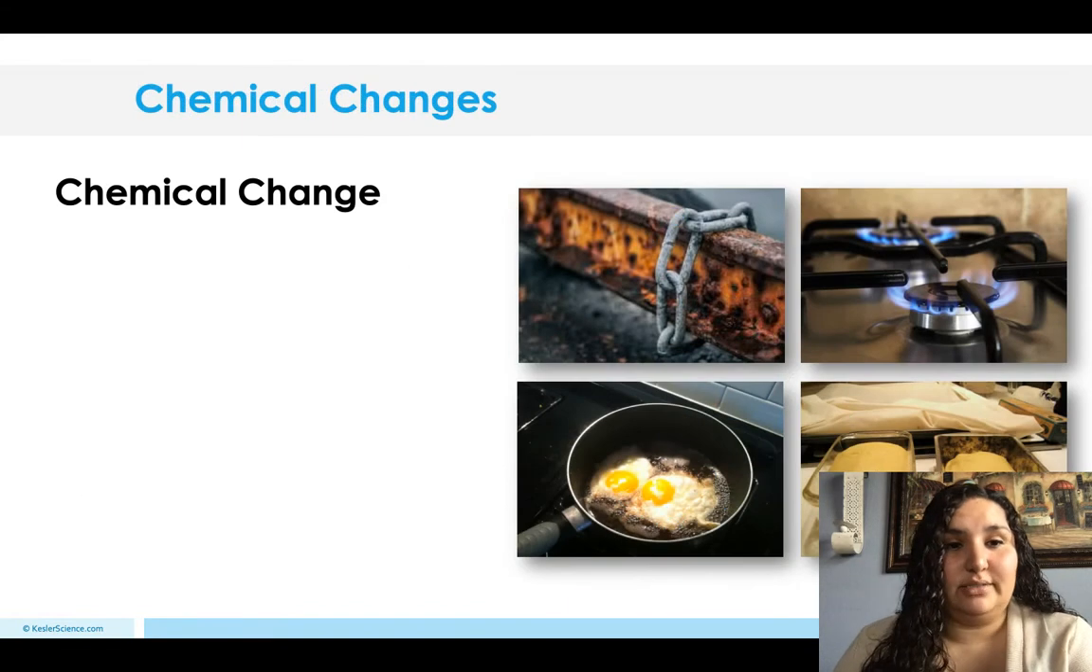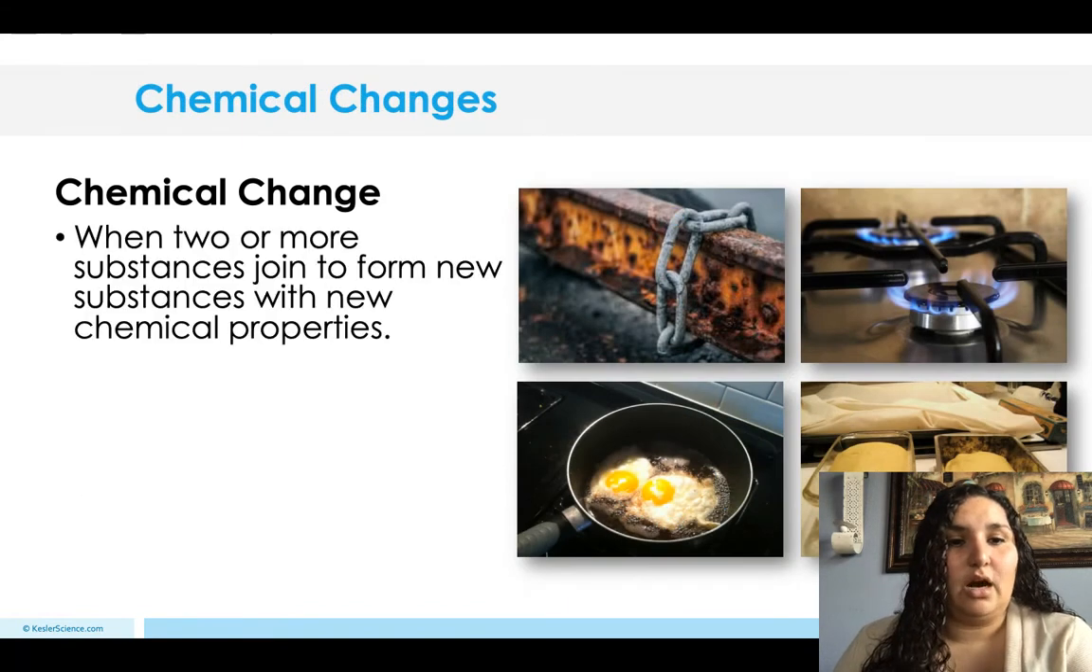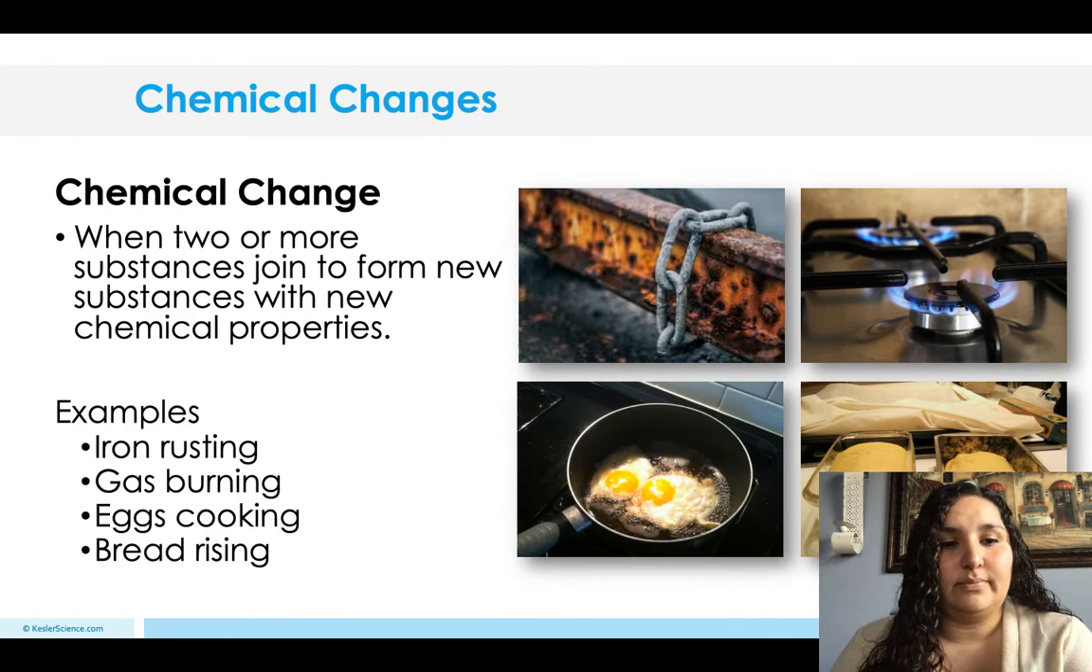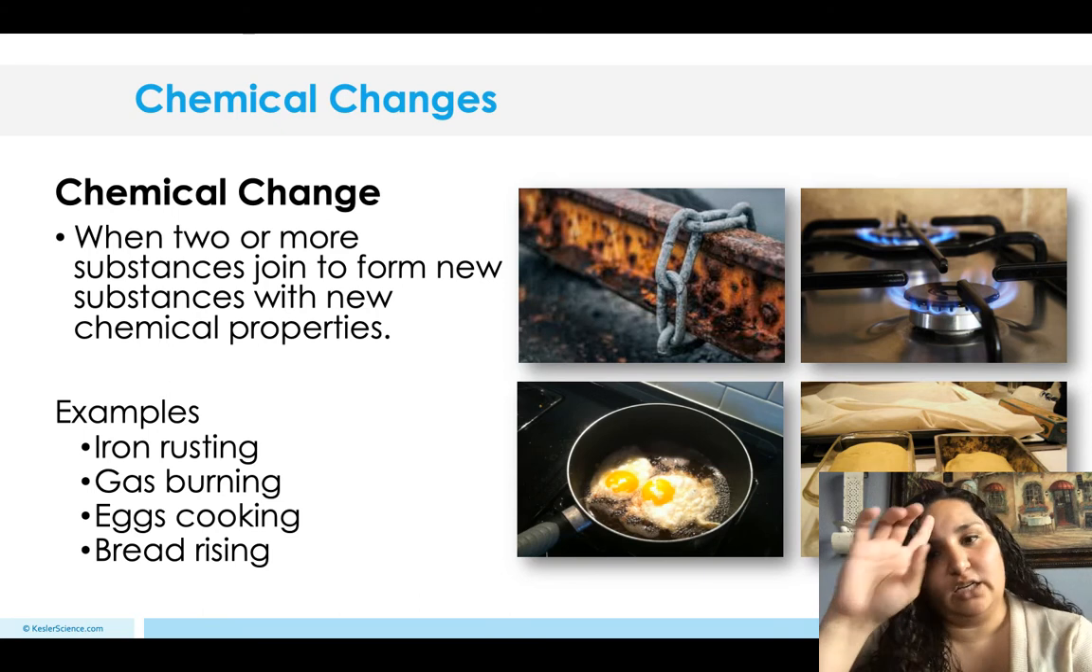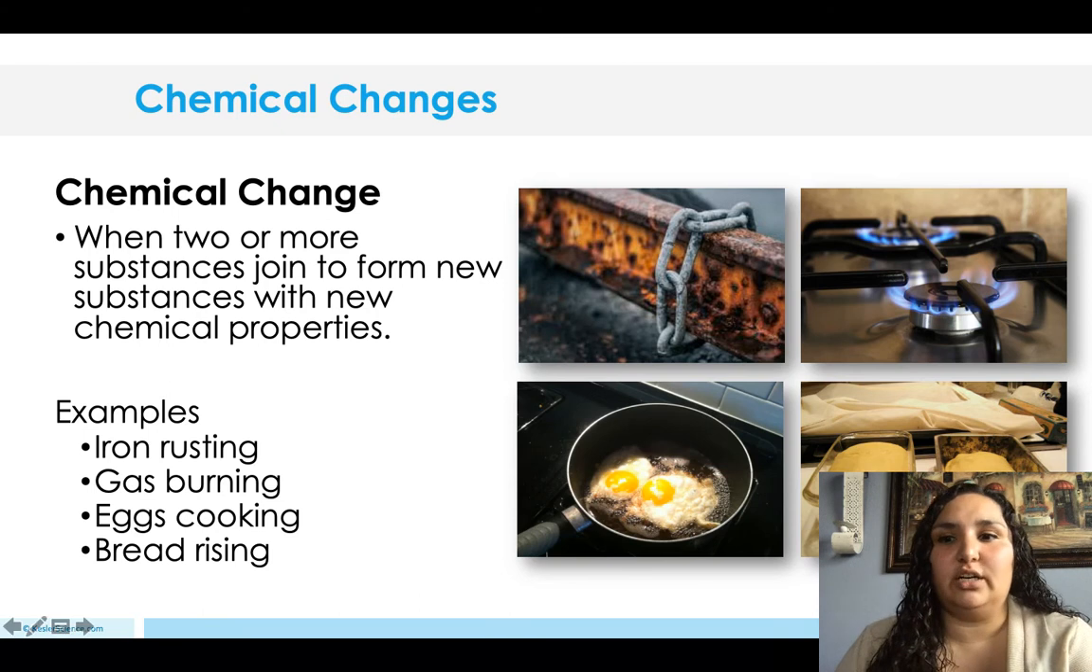Chemical changes are when two or more substances join to form new substances with new chemical properties. Examples: iron rusting, gas burning, eggs cooking, and bread rising. So here in this first picture, we have the iron that's rusting. Well, when we remove that rust, it is no longer iron. It no longer has the same properties. For example, it's no longer going to be metallic looking and shiny. Now it changed color, right?